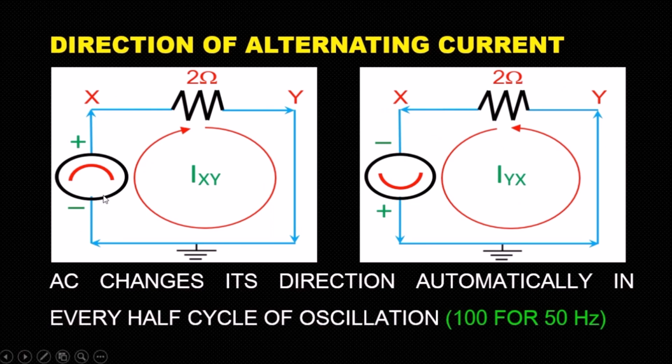Alright? Now what about the direction of alternating current? AC current changes its direction automatically in every half cycle of oscillation. During the positive half cycle of the AC signal, the current is circulating in the clockwise direction. During the negative half cycle, the current is circulating in the anti-clockwise direction. In India, the frequency of AC signal is 50 Hz for domestic applications. Therefore, current direction will change 100 times during 1 second.